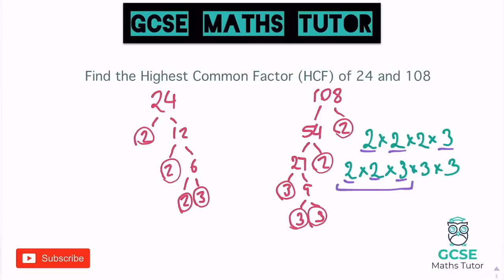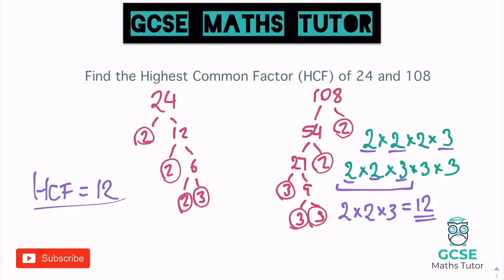And if we multiply those numbers together, 2 times 2 times 3, just in one of the lists, not all 6 numbers, just these 3, we'll get our highest common factor. 2 times 2 is 4, times 3 is 12. So our highest common factor there is 12. Okay, so it does take a little bit longer, but it does help just to avoid missing any of those factors that we might have done when we were writing a list.